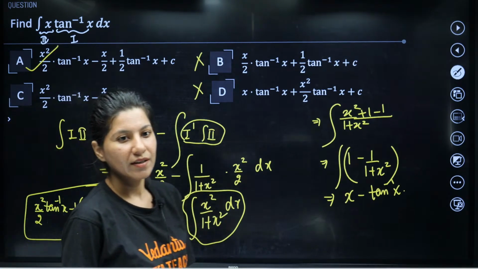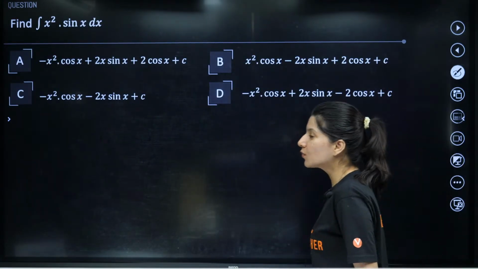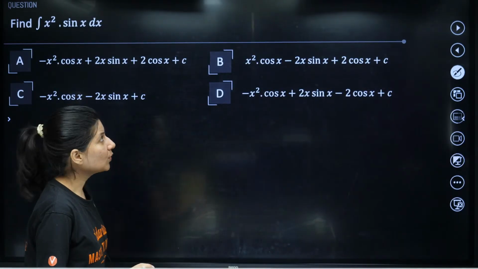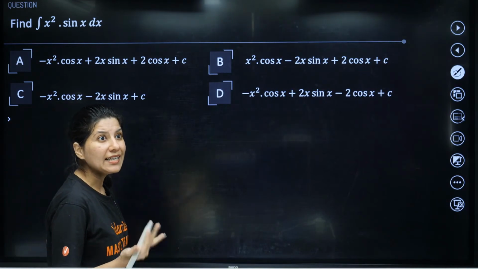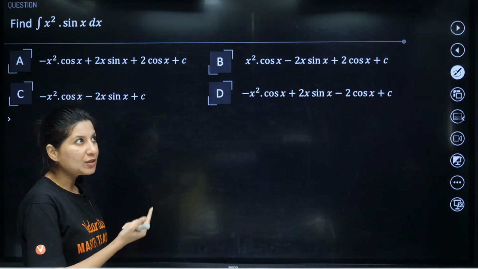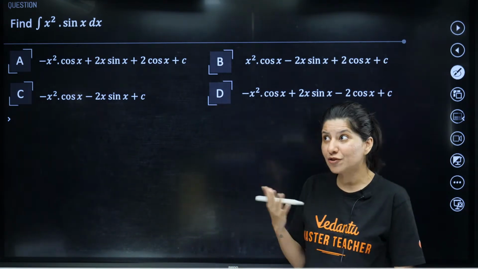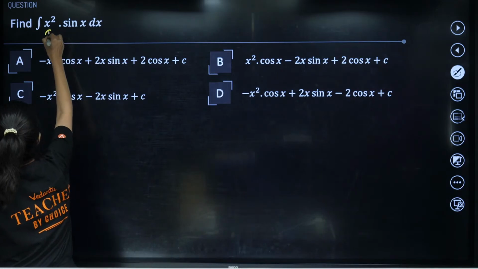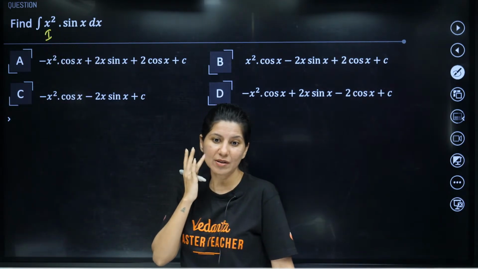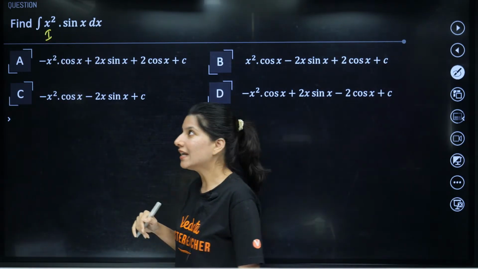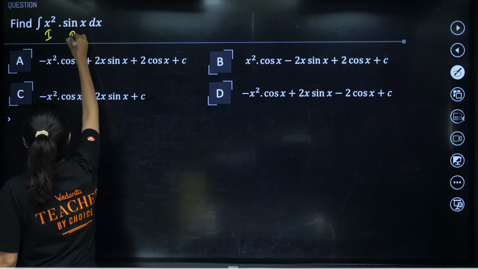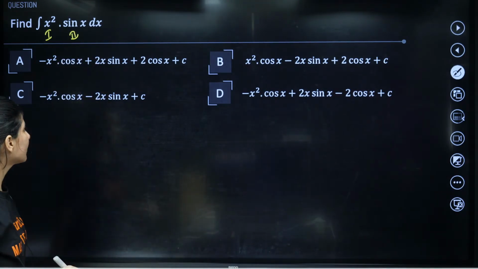Next question. x square sin x. Again, ILATE rule says: is inverse trigonometry there? No. Is logarithm there? No. Is algebra there? Yes. Mark it as first. Algebra will be marked as first. Then second is this, sin x. This is your second function.